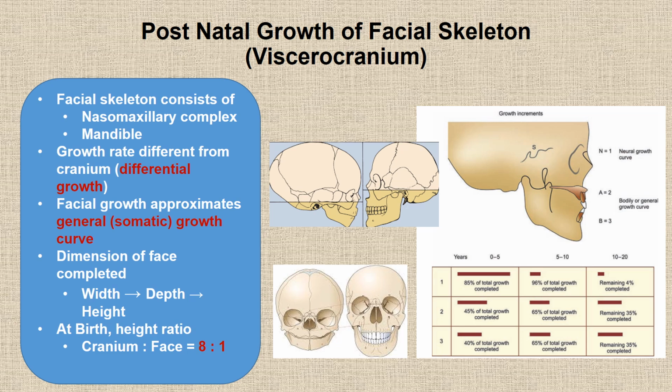Now, the face has three dimensions: width, depth, and height. Now, the width is completed earlier than the depth, and the last to be completed is the facial height. Now, at birth, the facial height ratio of the cranium to the face is 8:1.